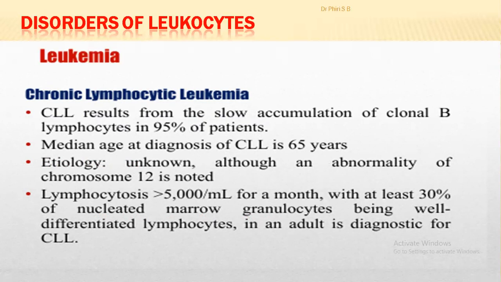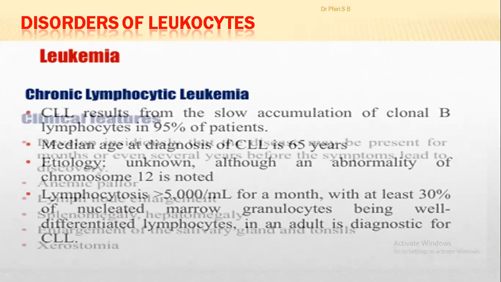Then there is lymphocytosis. Lymphocytosis means that there's an increase in the production of lymphocytes. So you have an increase to greater than 5,000 lymphocytes per microliter of blood for a month. So you know to say that's an increase in white blood cell count.